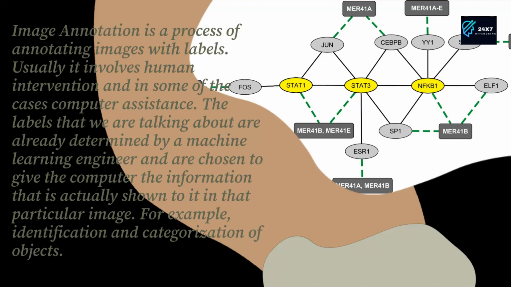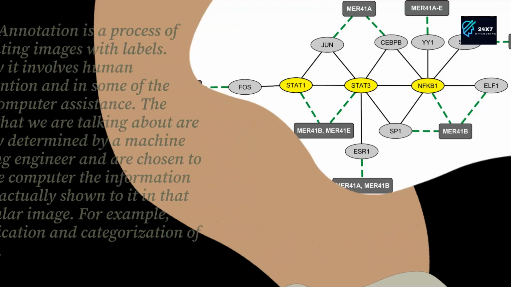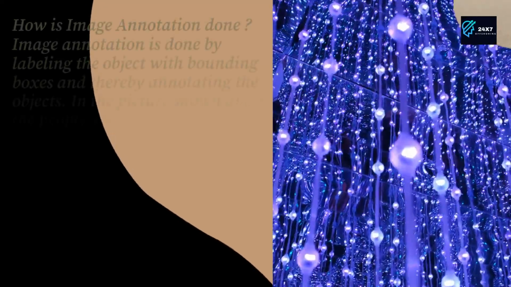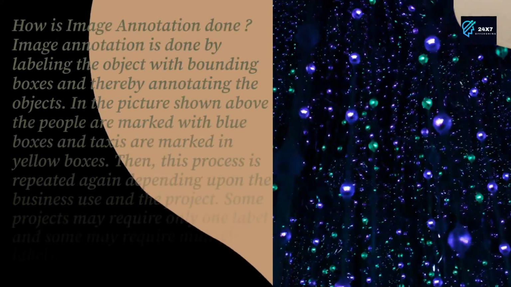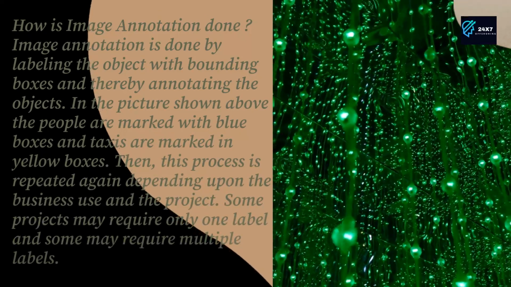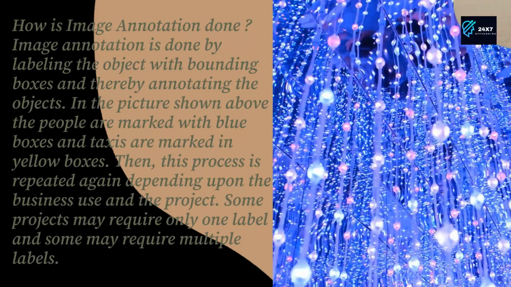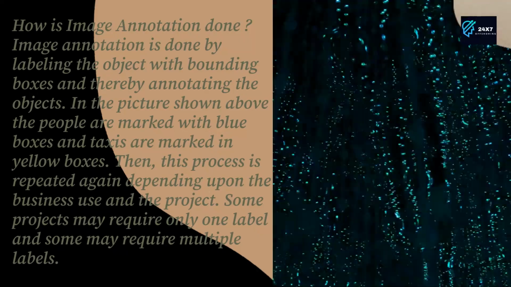For example, identification and categorization of objects. How is image annotation done? Image annotation is done by labeling the object with bounding boxes and thereby annotating the objects. In the picture shown above, the people are marked with blue boxes and taxis are marked in yellow boxes.